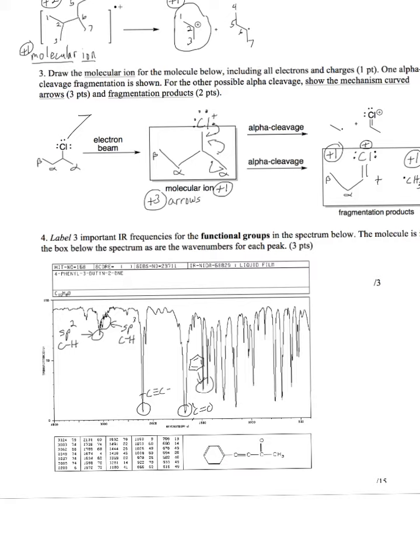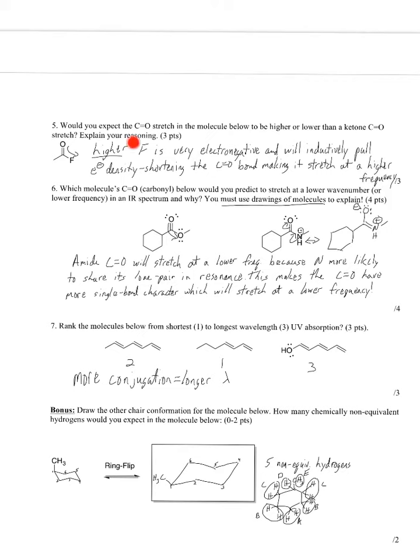It has 2 peaks, so any 3 of those would be acceptable. Usually don't try to do more than 3, just do the 3 you need. Number 5, would you expect the CO stretch in the molecule below to be higher or lower than a ketone stretch?